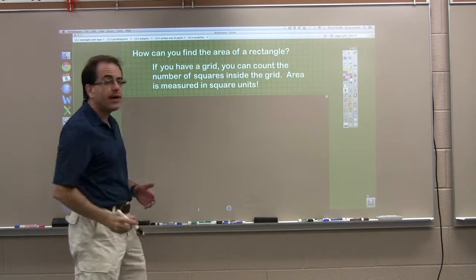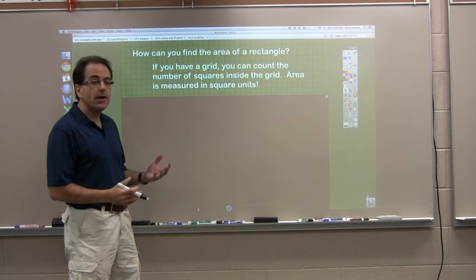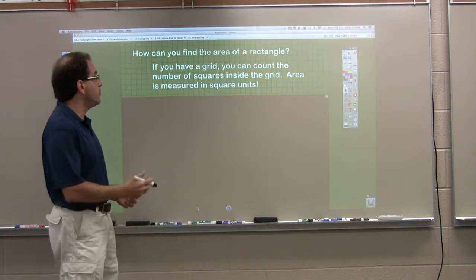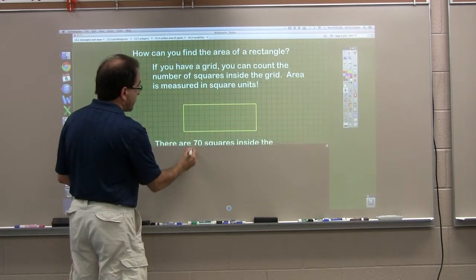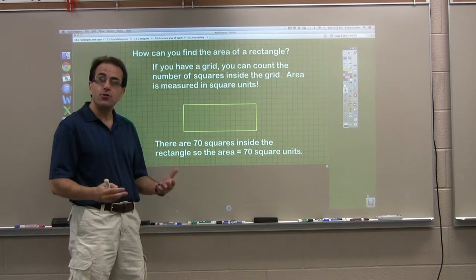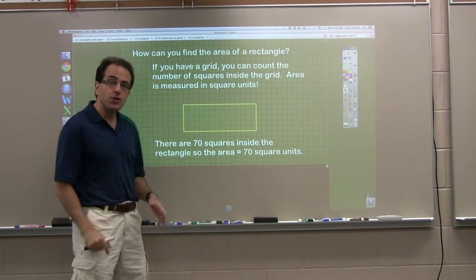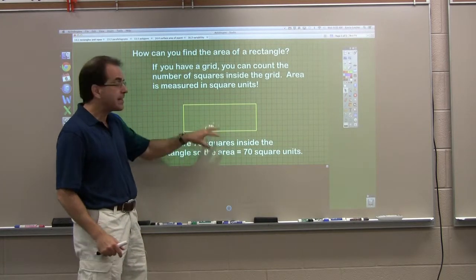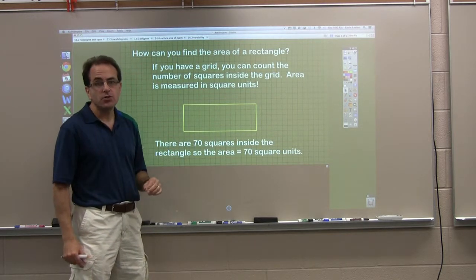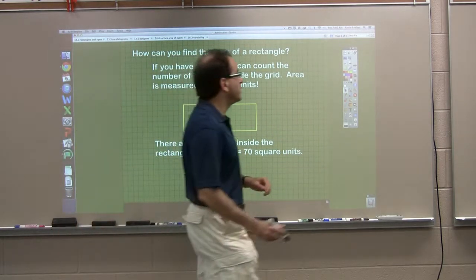Alright, so if you've got a grid, and as usual there's a couple ways to do this, you can literally count the number of squares inside the grid because we measure area in square units. So let's take a look at a rectangle I've got here. I don't really recommend this method, but you can do it, and you literally just count how many squares. If you were to do that, you would see that there are 70 squares inside covering the area of that rectangle. So what is the area? 70 square units. However, there's a better way to do this.